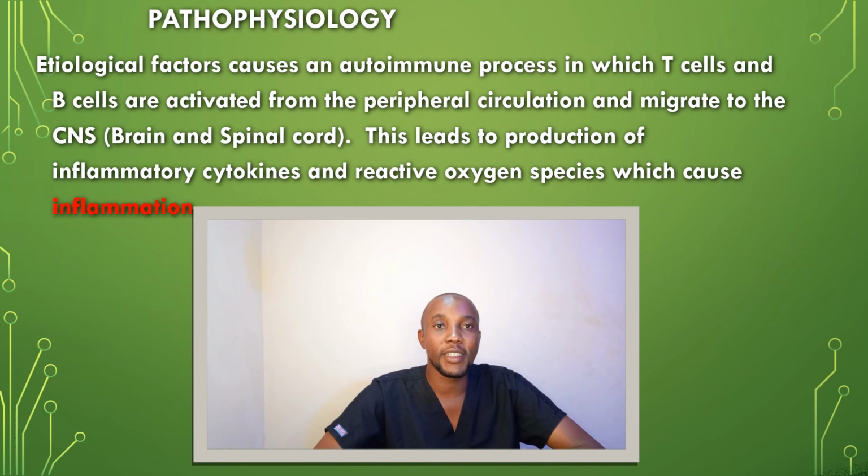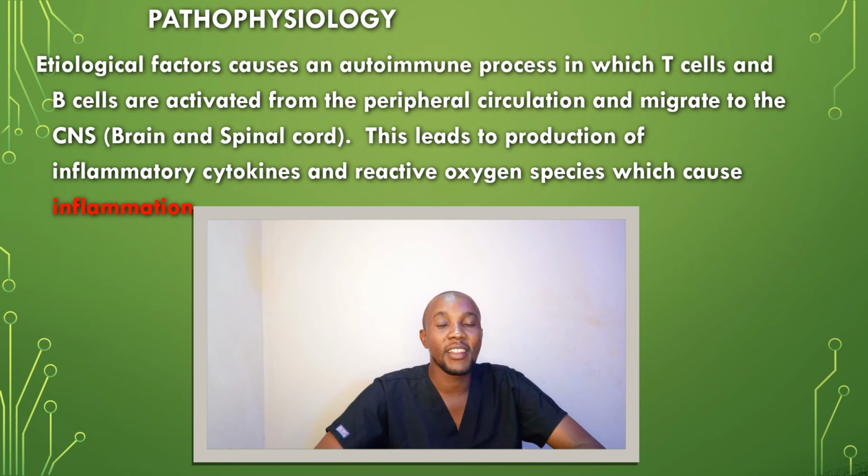Pathophysiology, this is very important. We will be trying to look at what leads to multiple sclerosis. We see that etiological factors, or what we call the risk factors, will cause an autoimmune process in which the T cells and the B cells are activated from the peripheral circulation and migrate to the central nervous system. Remember, the CNS is composed of the brain and spinal cord.